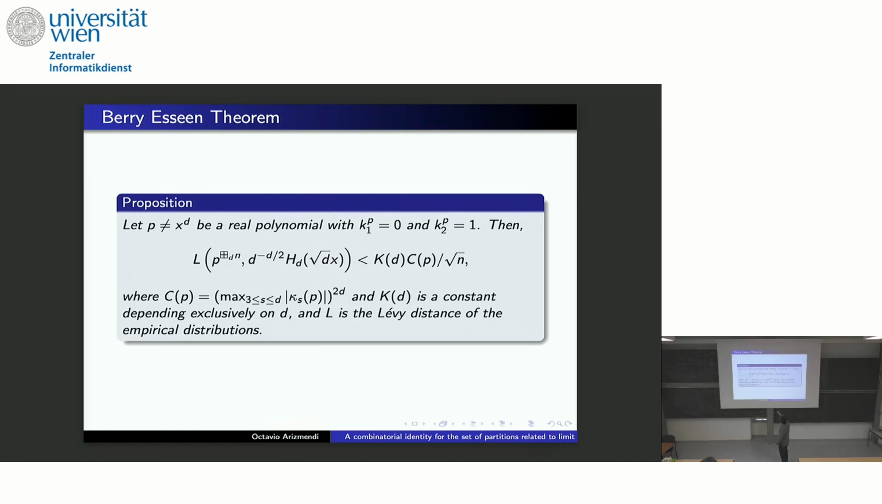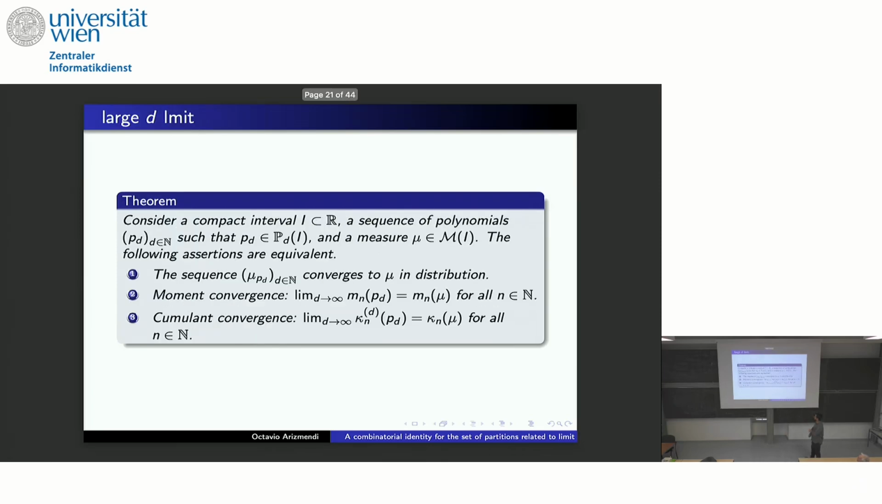So this is the Levy distance of the empirical distributions of this guy and this guy. So basically it's the distance between the roots, the smallest distance between the roots. The roots go to the roots, and the distance is 1 over the square root of n if n is large enough. Some constants, this constant. So this is that the polynomial is centered and has variance 1. Yeah, the finite cumulants, but it's the same.